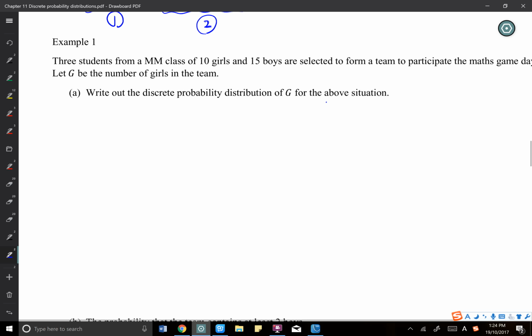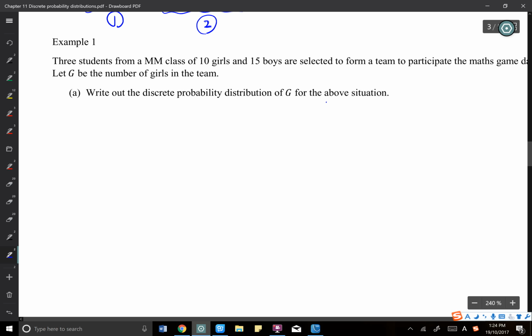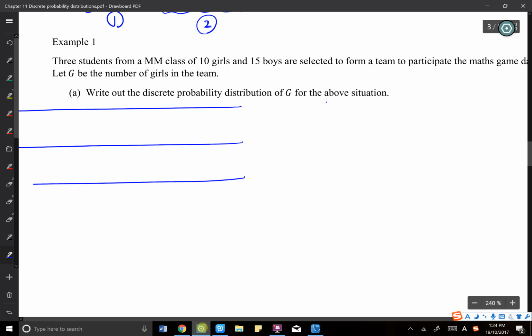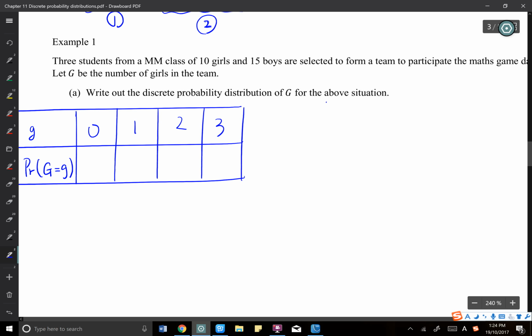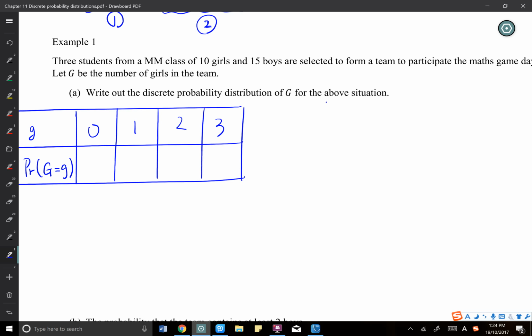Let's set up the table. Remember the table we had before? We need to set up that table with 2 rows. Lowercase g, and probability capital G equals lowercase g. Have 0, 1, 2, and 3. That will be the probability distribution. That will be the table. It gives you what values you have.